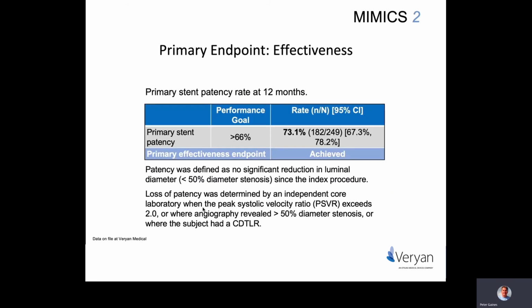The primary effectiveness endpoint at 73.1% with a lower 95% confidence interval of 67.3% was again achieved when compared to the Viva physician's performance goal of greater than 66%. It should be noted also that this was done using a challenging definition of patency, whereby occlusion was defined as greater than a PSVR of 2.